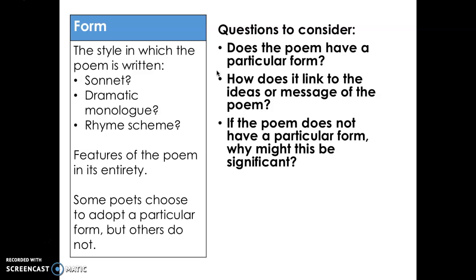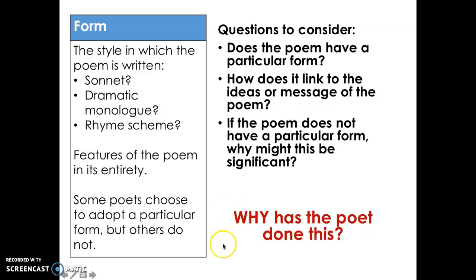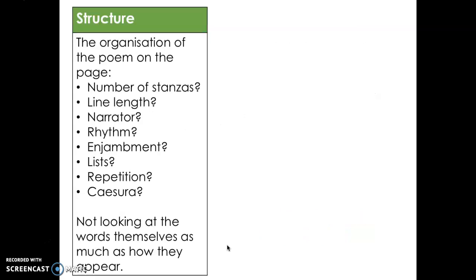Sometimes a poem may lack a structure or a particular form, and this itself might be really interesting to look at. And overall, always considering, why has the poet done this? Why has the poet chosen to do this? Is it outside influences, or is it something perhaps linked to the message of the poem itself?